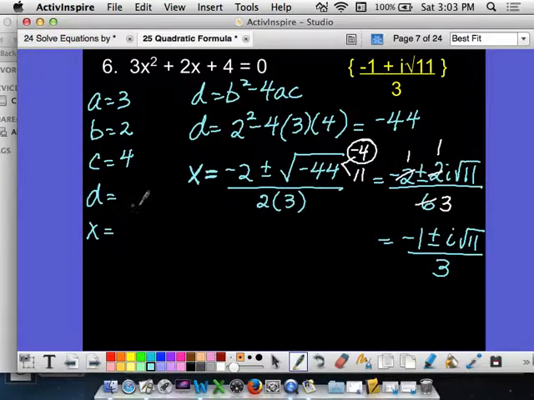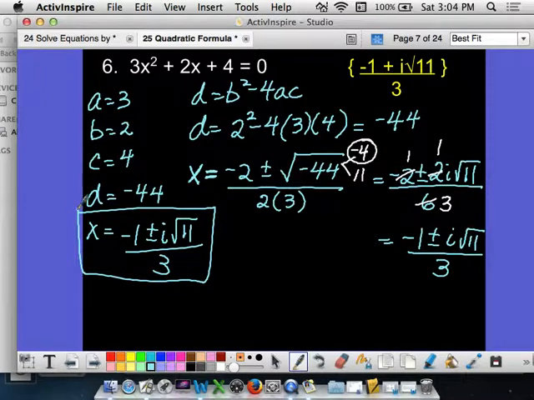And then when I come back, I should have written my discriminant, which was -44. And then my answer, -1 plus or minus i square root of 11, all over 3. This is my final answer, but all of this information is needed.